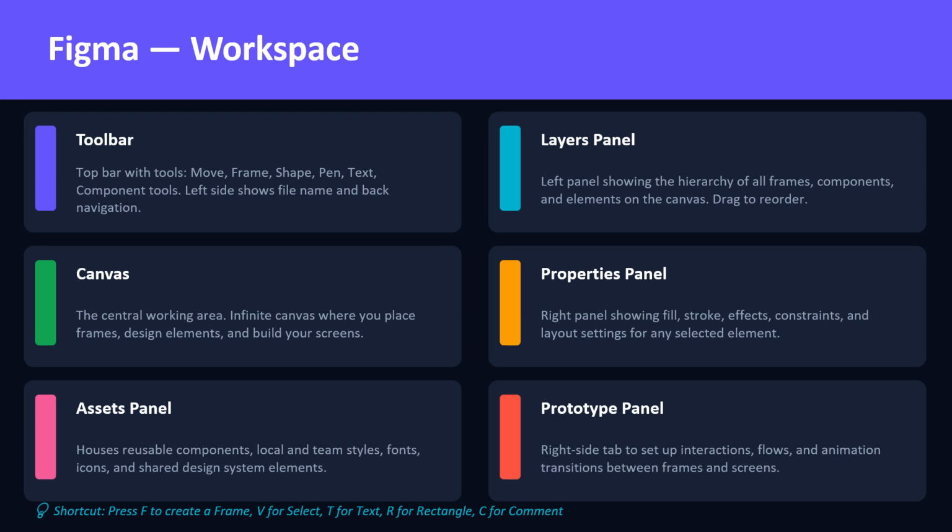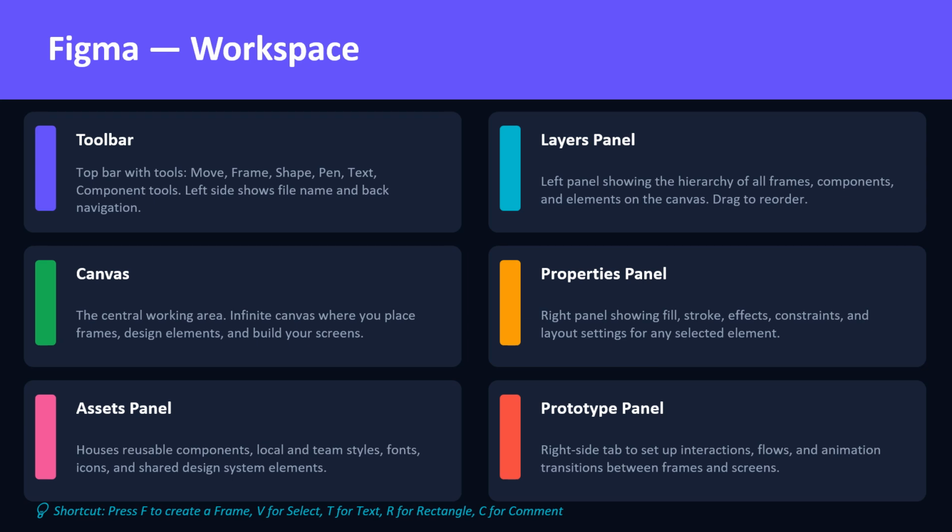Now let's understand the Figma workspace, because these are six key areas you will use every time you design. The toolbar at the top gives you all your drawing tools: move, frame, shape, pen, text and components. The layers panel on the left shows the complete hierarchy of your design: every frame, group, and element.